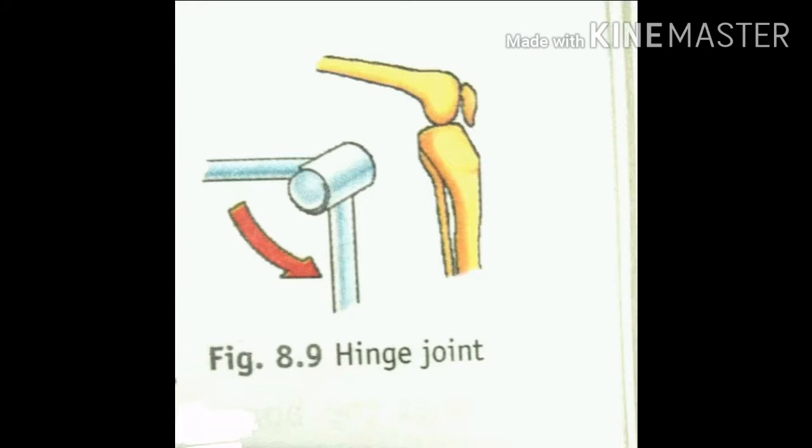Next one, finger joints. This one is also a hinge joint. Next one, elbow. Elbow moves up and down. We can move it in an up and down way. This type of joint we call a hinge joint.